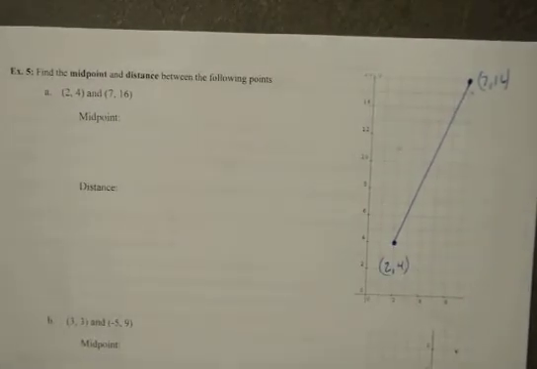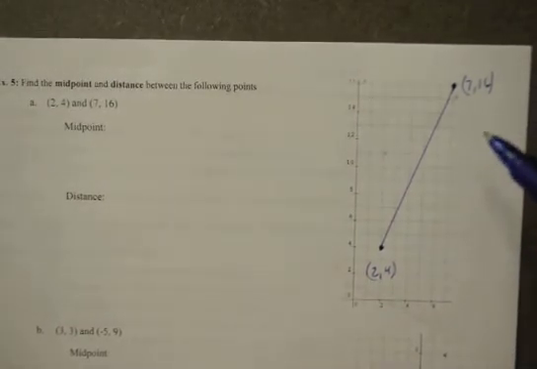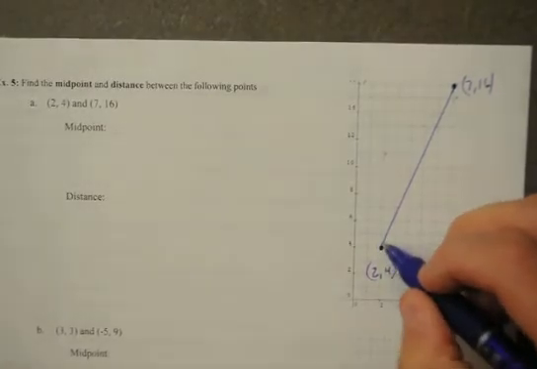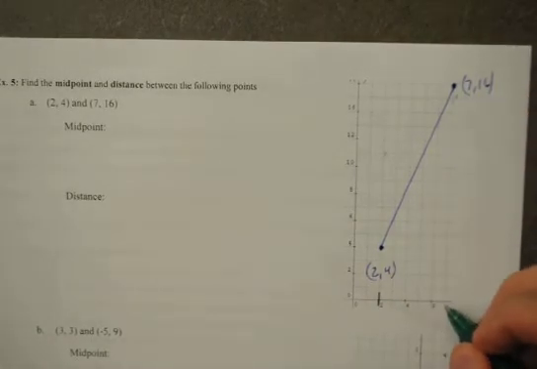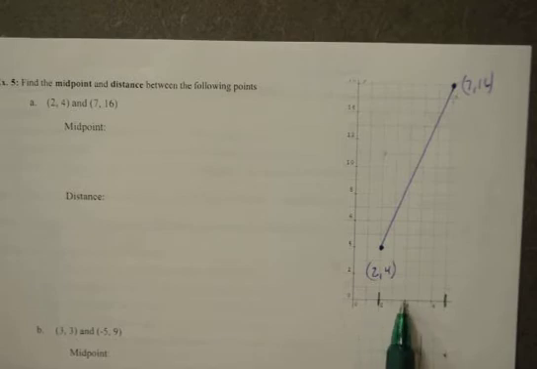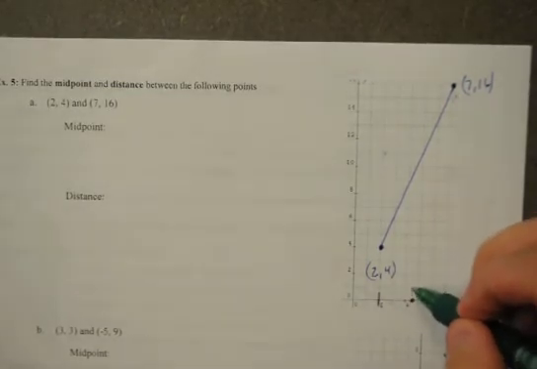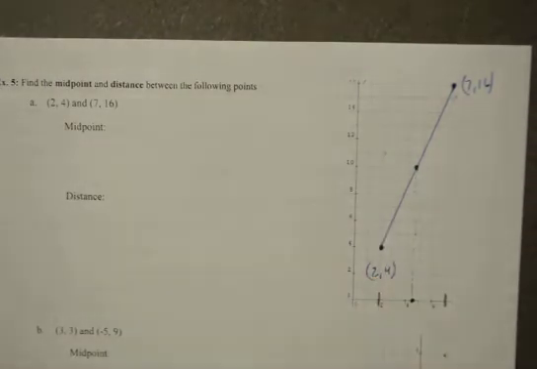Alright, so let's figure this out. I think we can do this without using a formula. If I look at this way right here, 2 and 7. What's in the middle of 2 and 7? Is it 4? No, because 4 is 2 away from 2 and 4 is 3 away from 7. So the midpoint here on the x's is right there. So actually I can bring that up. And there's your midpoint.